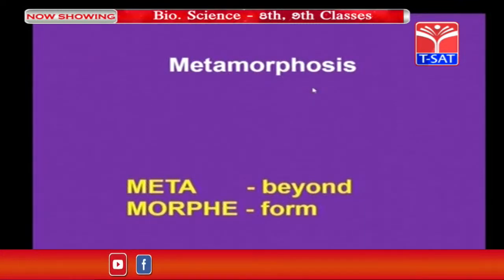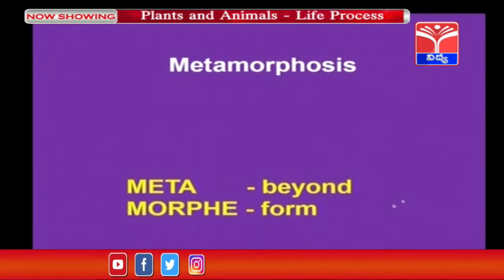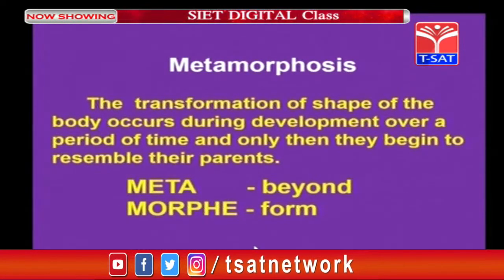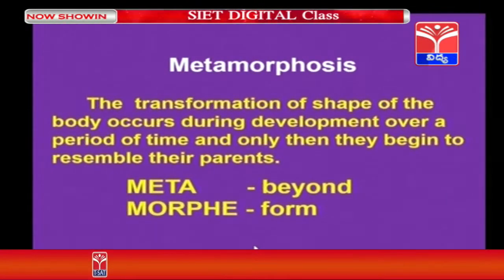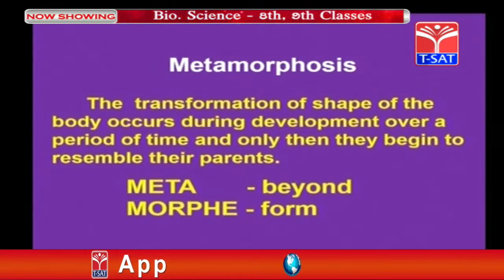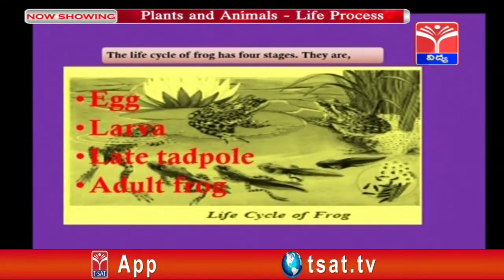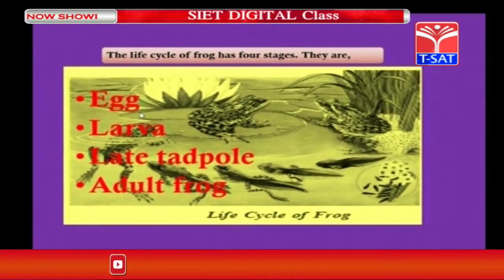The process is called metamorphosis. Meta means beyond and morphe means form. The transformation of shape of the body occurs during development over a period of time, and only then they begin to resemble their parents. The life cycle of frog has 4 stages. They are egg, larva, late tadpole, adult frog.